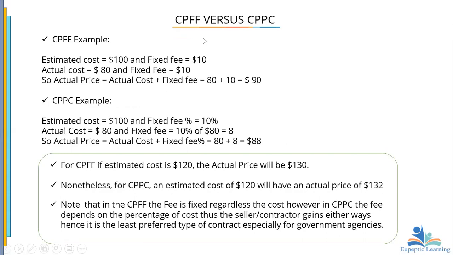Now let's look at an example here. This cost plus fixed fee example. So here, the estimated cost of the project is $100. And then there's a fixed fee of $10. In other words, the project itself is $100. And then the contractor earns $10 for doing the work. Now, if he performs such that the actual cost is $80, then he's still going to be given his fixed fee because the fixed fee here does not depend on whether he cuts down cost or not. Do you get the point here?